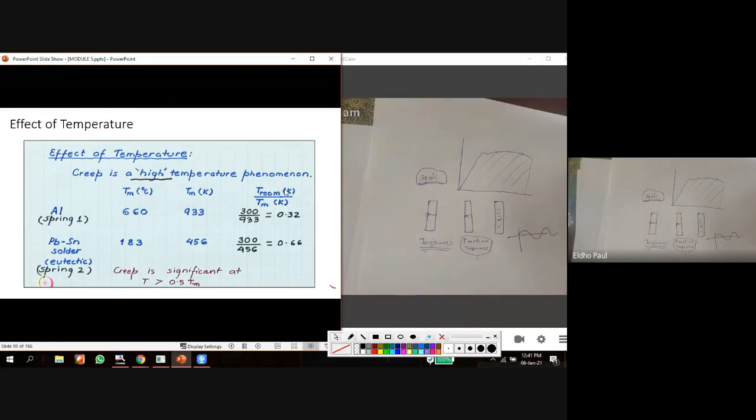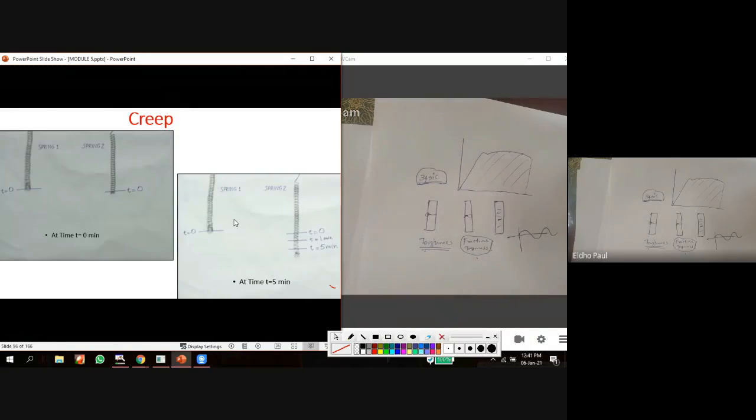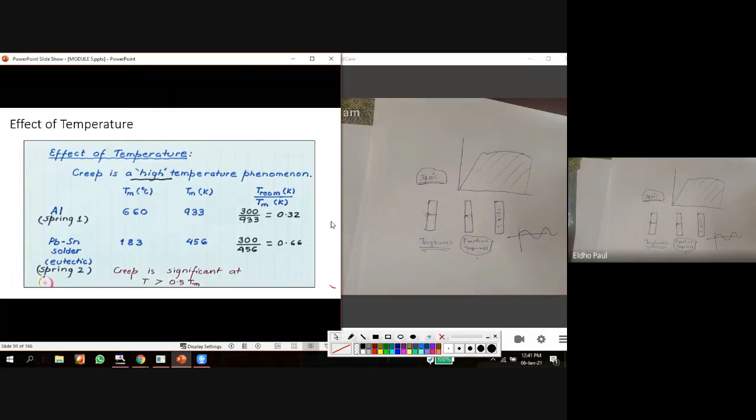I am doing this experiment at a room temperature of 30 degrees Celsius, so both materials will be at 30 degrees Celsius, equal to 300 Kelvin. I am taking the ratio 300 divided by the melting point in Kelvin for aluminum. 300 by 933 is equal to 0.32. And for the tin lead alloy, 300 divided by 456 is equal to 0.66.